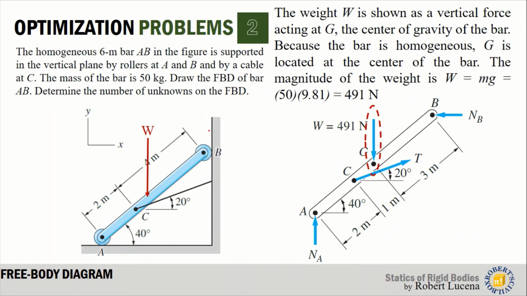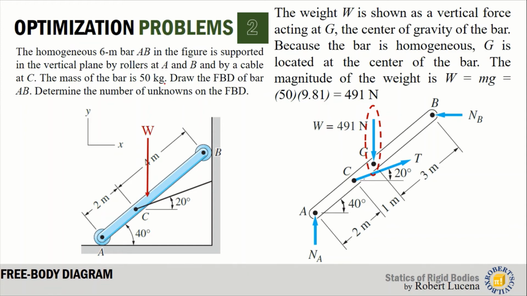So if we remove the rollers at A and B, the first thing we do is remove the supports. So as you can see, there's no drawing of support. And the next step is to include the applied load. So aside from the weight, there are no other imposed or external loads shown or given in this situation, only the weight of the bar. Since the bar is 50 kilograms, the weight of this bar is considered as an applied load.